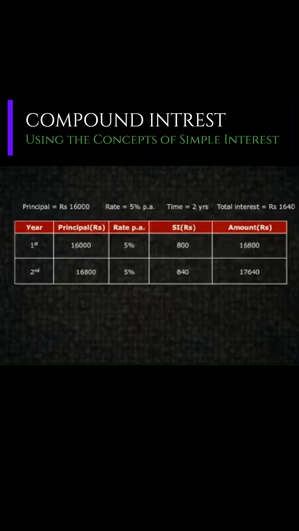You know something? Had it been simple interest instead of compound interest, I would have had to pay less. How? What would have been the total interest in that case? Simple interest formula, 16,000 into the rate of interest 5 by 100 into 2 years. That gives you 1,600 rupees. So I would have had to pay only 1,600 and not 1,640, which I paid in the case of compound interest. So I end up paying 40 rupees extra.